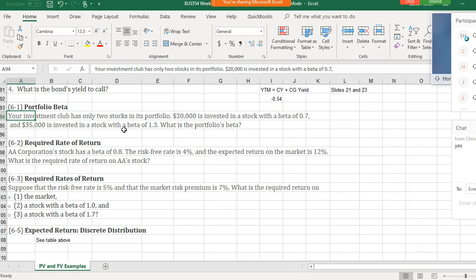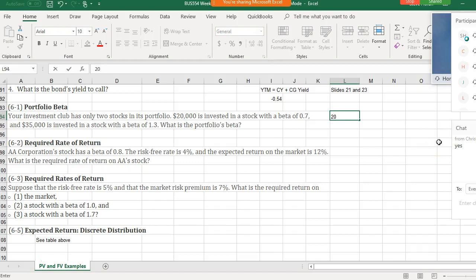So we have an investment club with 2 stocks in a portfolio. 20,000 invested in a stock with a beta of 0.7. 35,000 invested in a stock with a beta of 1.3. What's the portfolio's beta? And thankfully, it's a nice and easy calculation. I'm going to take the 20,000 and add that to the 35,000. The sum of these two numbers is 55, and that's the value of my portfolio.